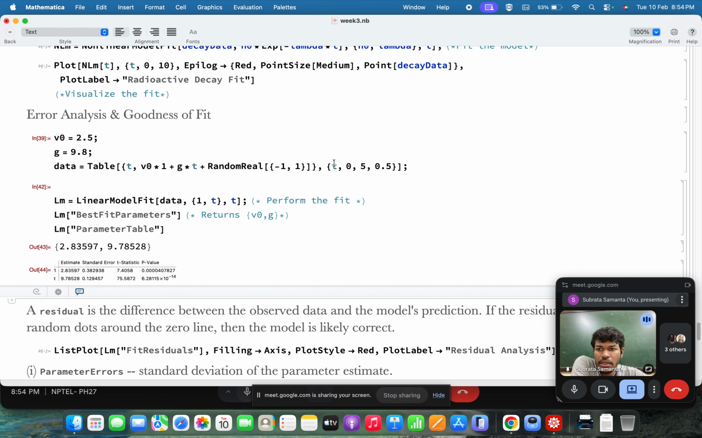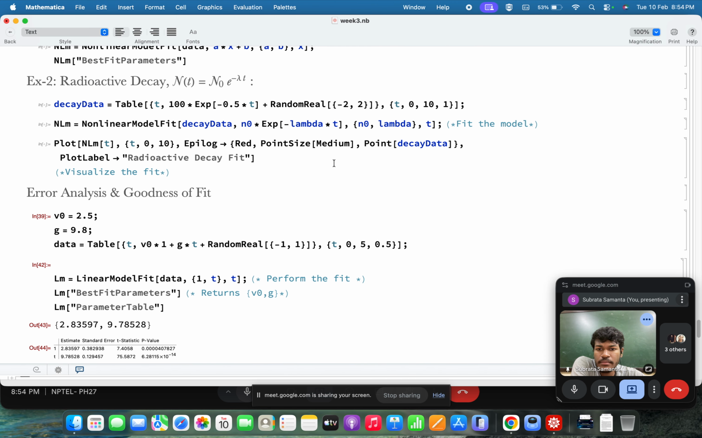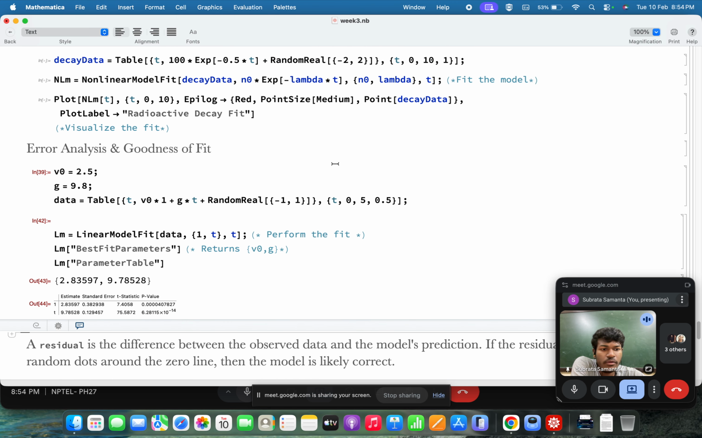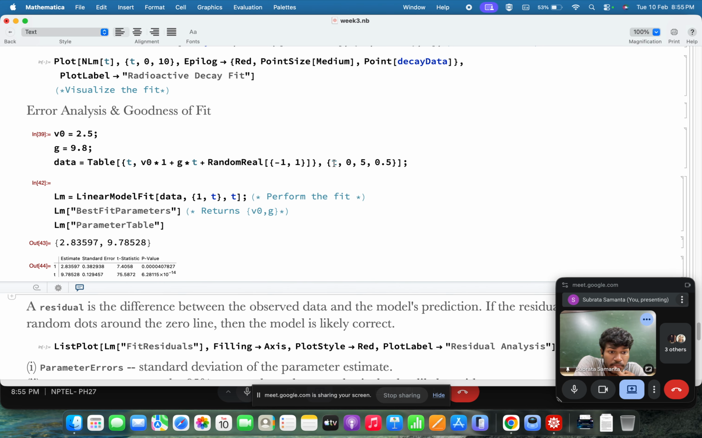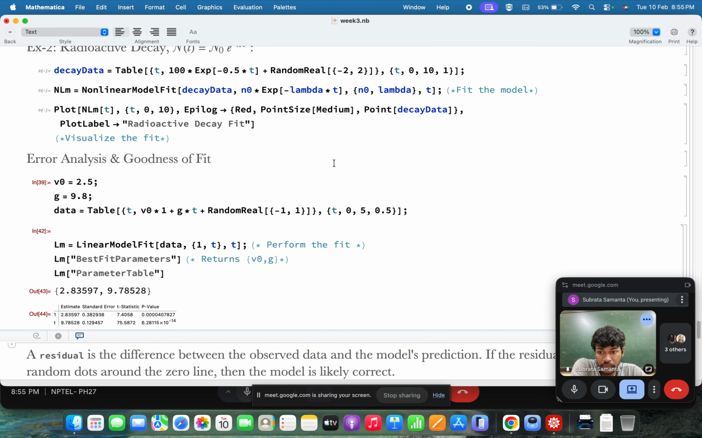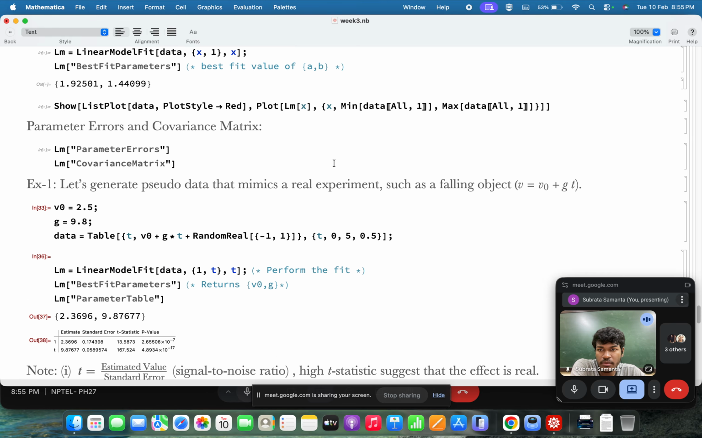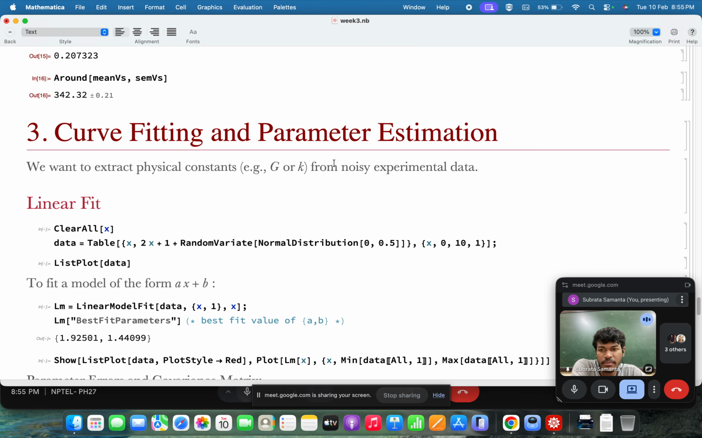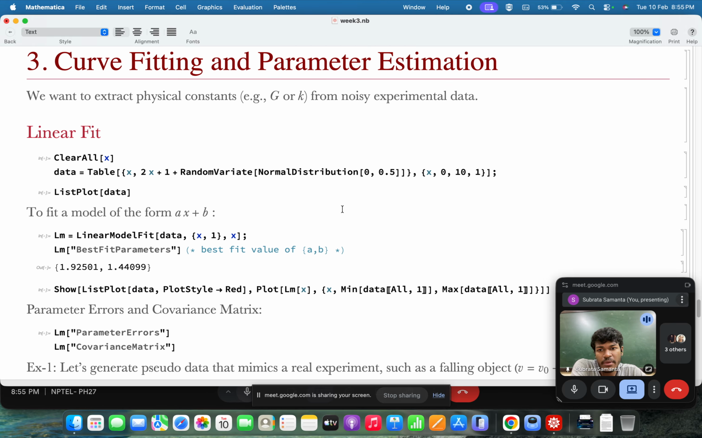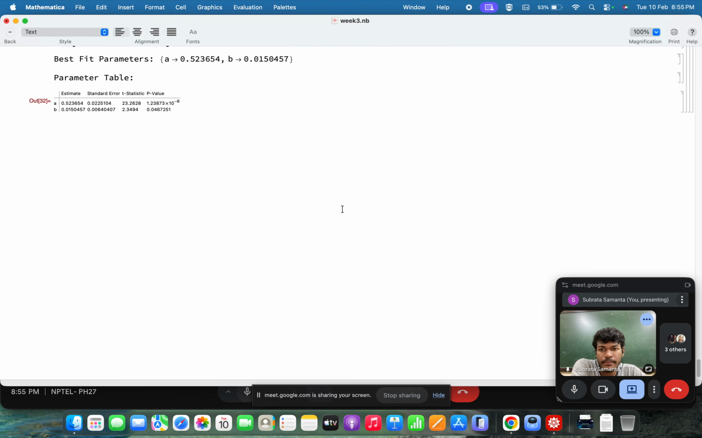Okay, so I think it is clear, right? Any question? In the next class, I will discuss this in more detail, the curve fitting and parameter estimation. But for solving assignment problems, I think this is fine.